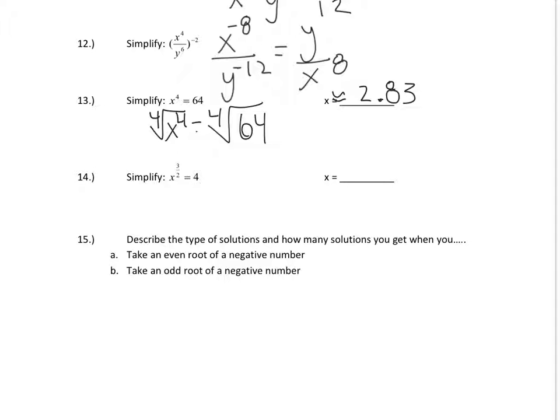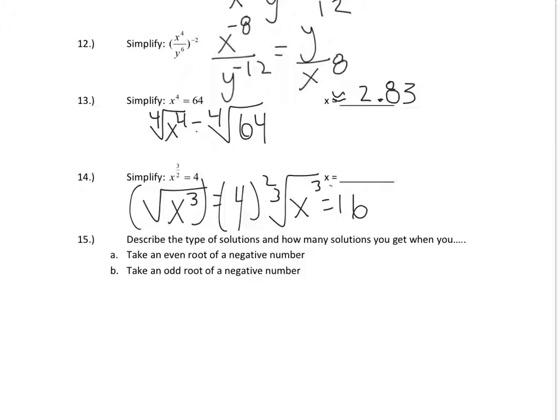Okay, so right here, I'm going to rewrite again, and I'm going to make it the square root of x to the 3rd equals 4. Okay, so first I'm going to square both sides, and I get 16. So x cubed equals 16. And then I'm going to take the 3rd root of both sides. And I get 2.52.